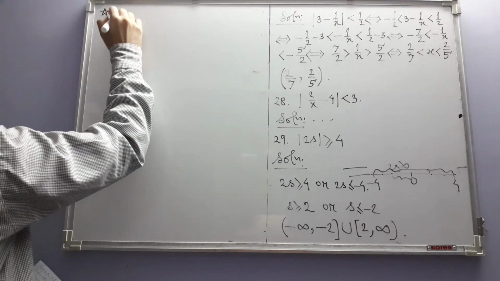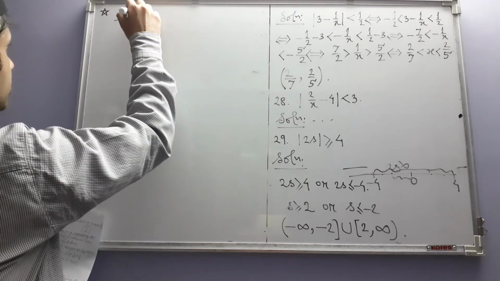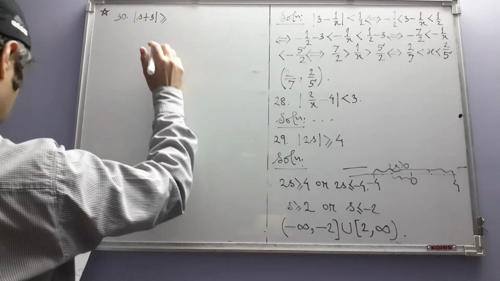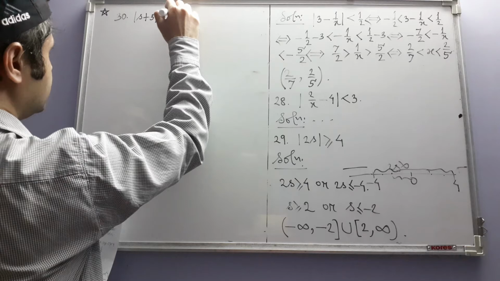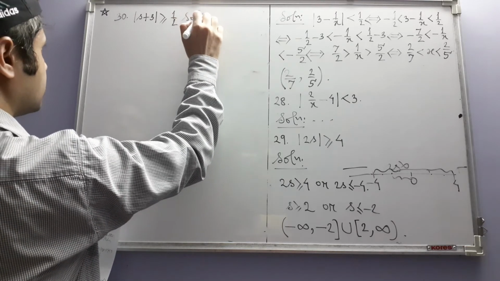Next, 30. s plus 3. Okay, now we will have all the greater than and greater than or equal to inequalities. Let me solve this one.